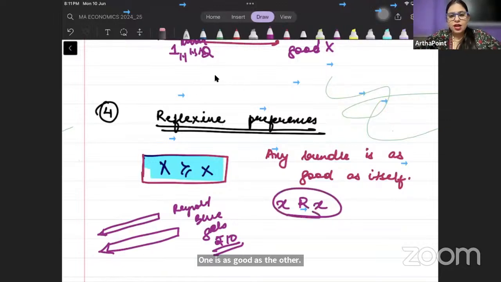Now, yes, you can say that the goods are homogeneous. That is when we are using X R X.